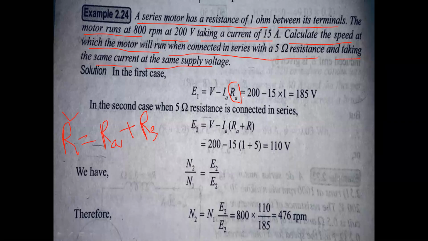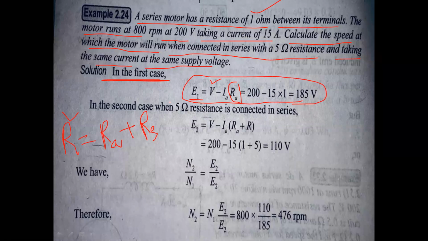So 200 volts is the voltage. Case 1, first case. So same voltage means voltage is same. E1 equal to V minus IA RA. IA value 15 amperes. So IA is also same. Resistance value 1 ohm in between the terminals. So 185 volts is the first back EMF.